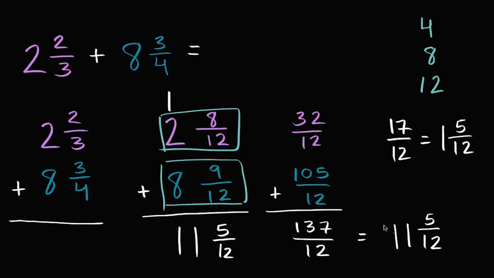So you could have done it either way. I think the way we did it the first time would have been a little bit easier because you didn't have to deal with these really big numbers like 137 and 105 and 32, and you just dealt with more straightforward numbers. You say, hey, look, 8/12 plus 9/12 is 17/12, which is the same thing as 1 and 5/12. And then you add 1 and 5/12 plus 2 plus 8 is going to give you 11 and 5/12.